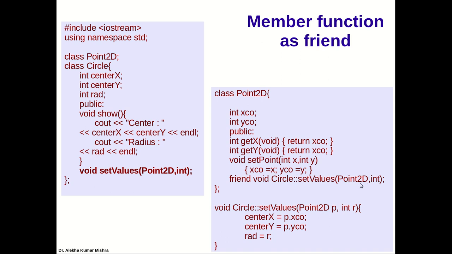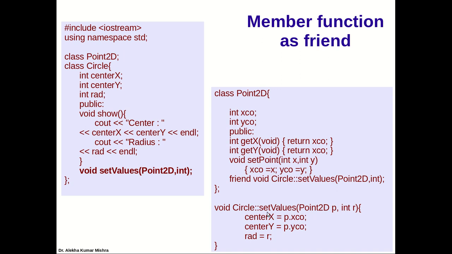Any object of Point2D that will be passed to setValue, it can access them directly. Alright, so let us see what setValue actually does. We are defining this function right here after the class definition for clarification. So void Circle::setValue, take a Point2D, that is p, and integer r for radius. So center x equal to p.x.